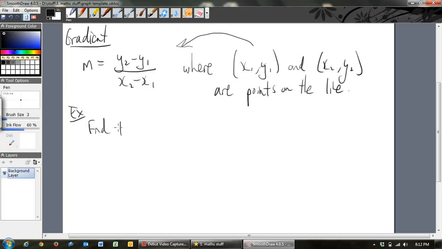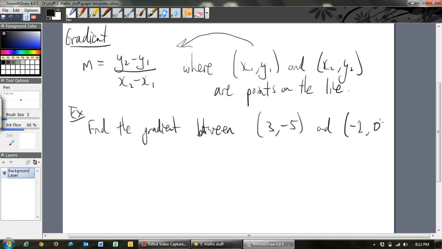Okay, find the gradient between, let's pick some points. Let's just go 3, -5, and let's do -2 and 0. Let's do those 2 points. What's the gradient between those two?